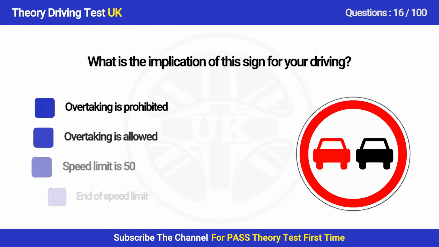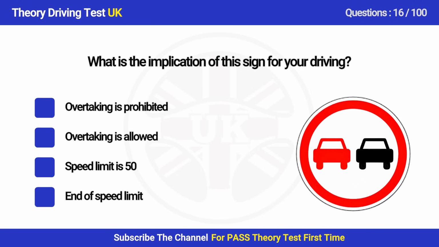Question 16. What is the implication of this sign for your driving? A. Overtaking is prohibited. B. Overtaking is allowed. C. Speed limit is 50. D. End of speed limit.